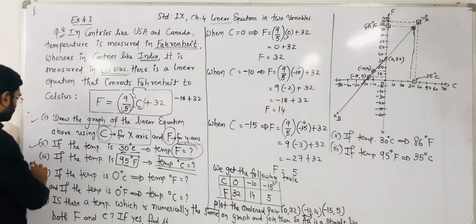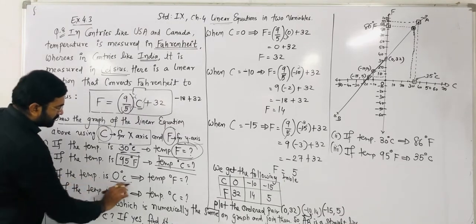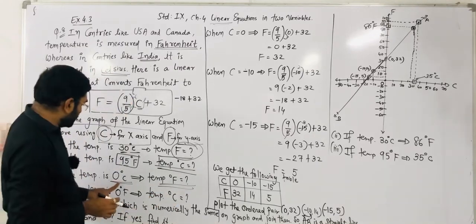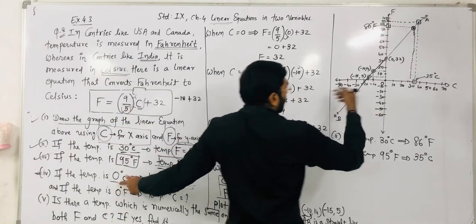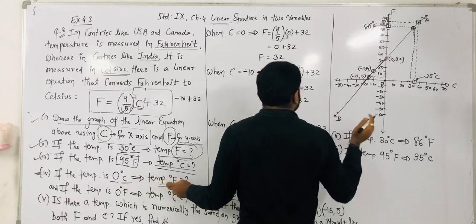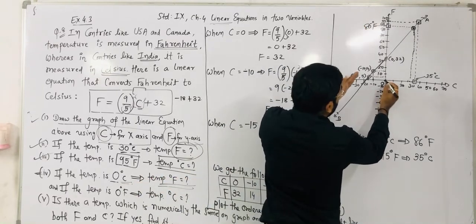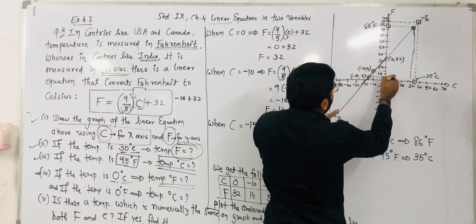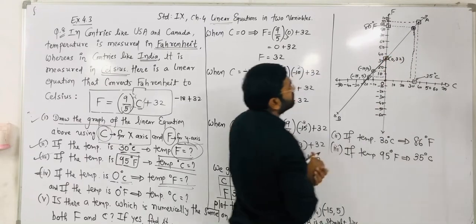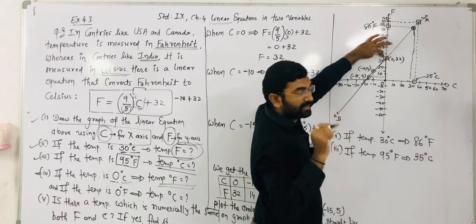Okay, so the third question is complete. Now the fourth one. If the temperature is 0 degrees Celsius, then what is the temperature in Fahrenheit? On the x-axis, the Celsius axis, the 0 value is here, right? At 0 degrees Celsius, we look at where your straight line intersects the Fahrenheit value. At that point, the y coordinate value is 32.